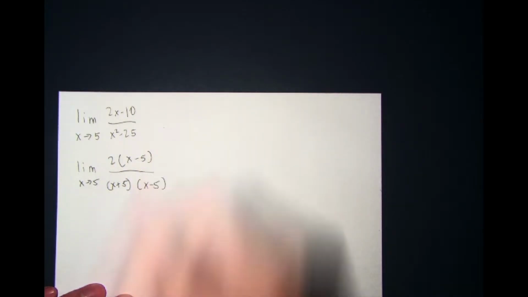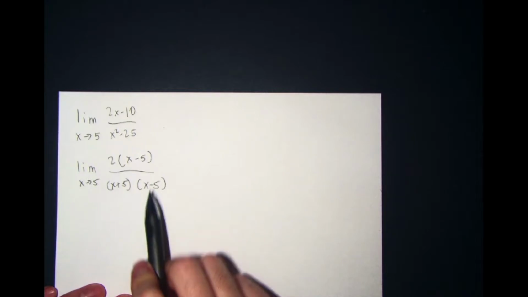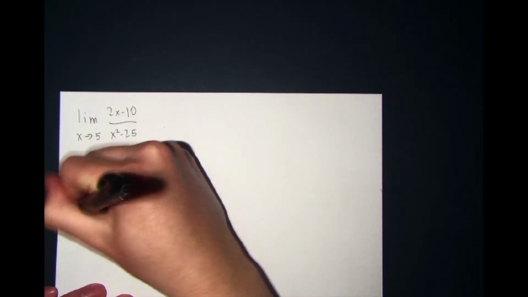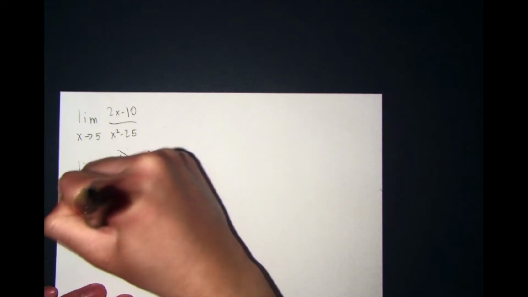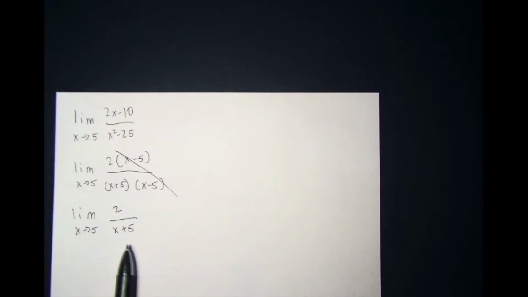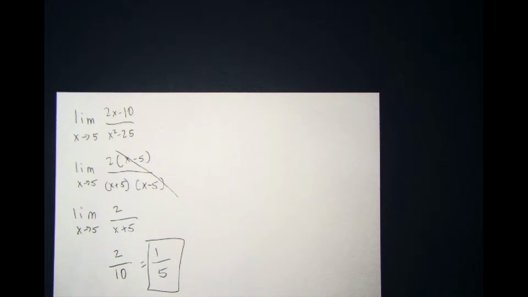And what that gives us is we're able to cancel out the x minus 5. So we get limit x approaches 5 is equal to 2 over x plus 5. And at this point, we can actually do direct substitution, and we would get 2 over 10 or 1/5. So by using factoring, that would be our answer to the limit.